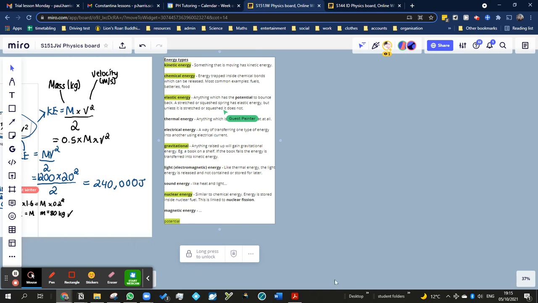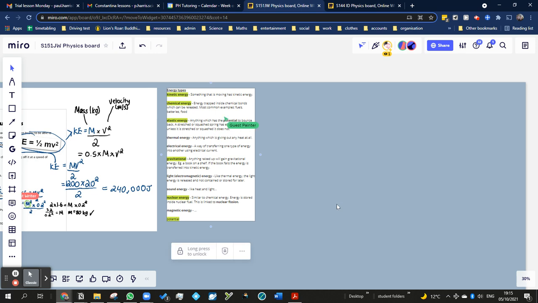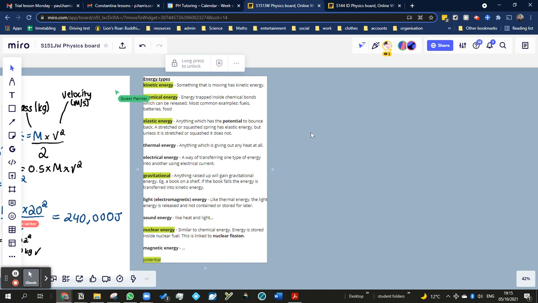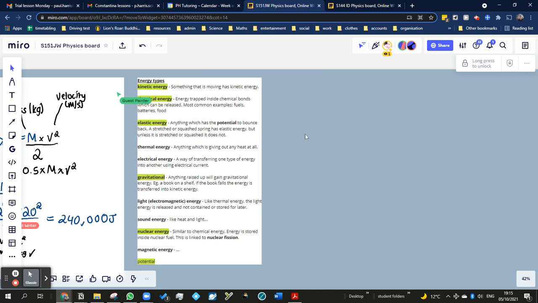Okay, so we looked at different types of energy before. Now we're starting to look at how we can do calculations with these types of energy. Many of these energies have formulae that you can use to calculate them. So, for example, if we start with kinetic energy, which we can give the symbol EK.